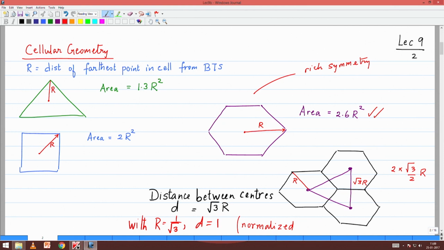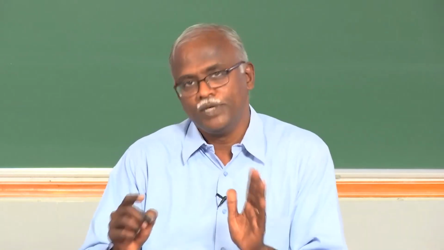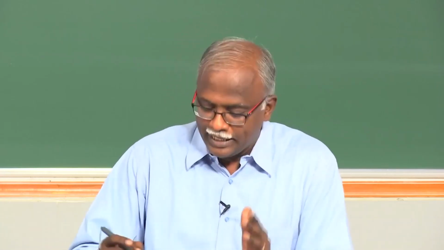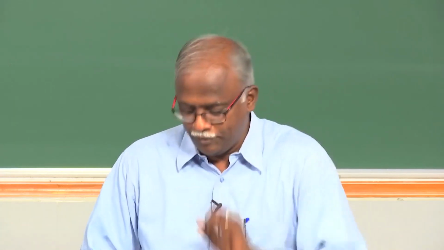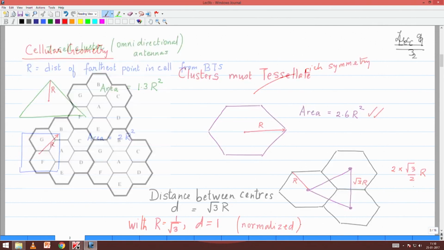So what we will do is work with the normalized diagram, because it's very easy for us to work there, because the distance between the centers of the hexagons will be unity. But when you translate it into the actual design of the system, you must remember that there is a radius that will define the area of each cell. So this is a normalized representation. Moving forward, we would like to keep the hexagonal geometry and keep leveraging the symmetries that are available to us in the cellular geometry.